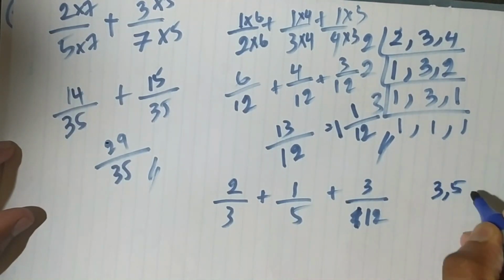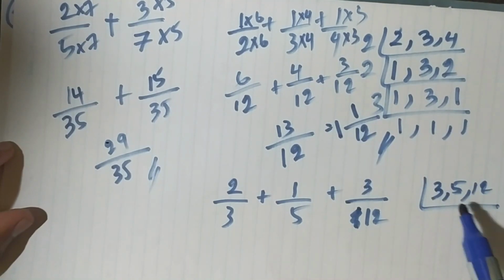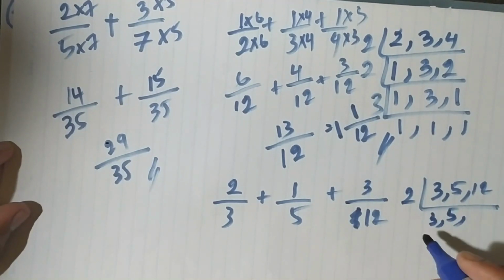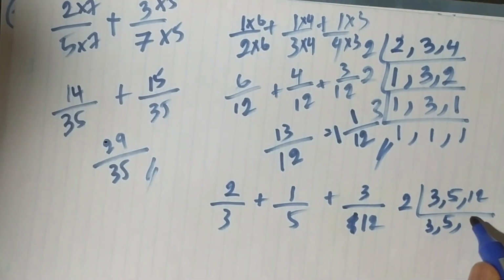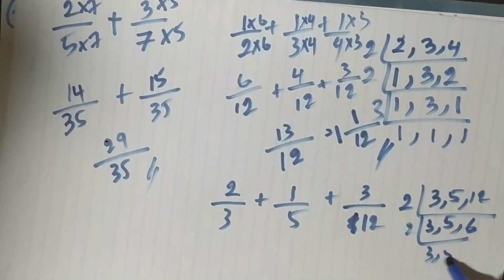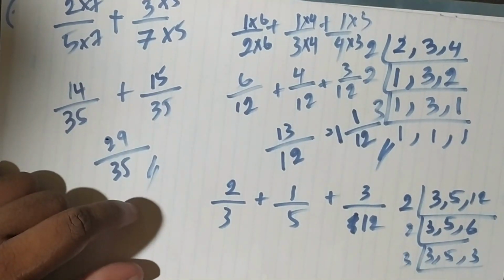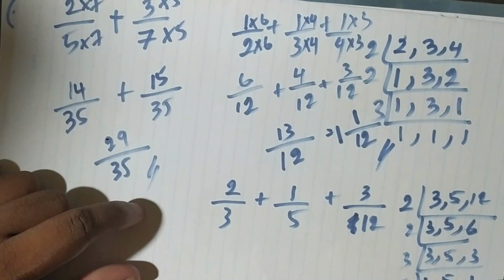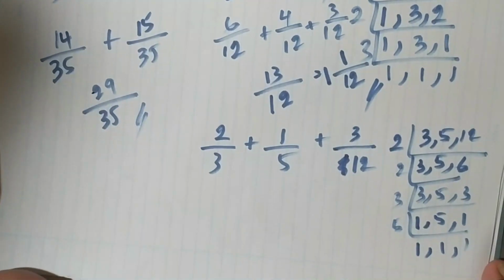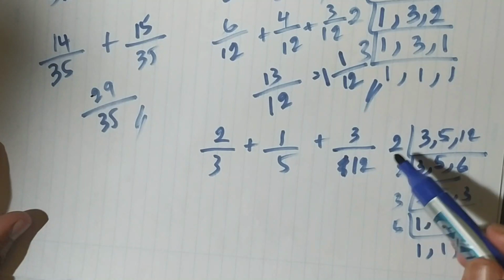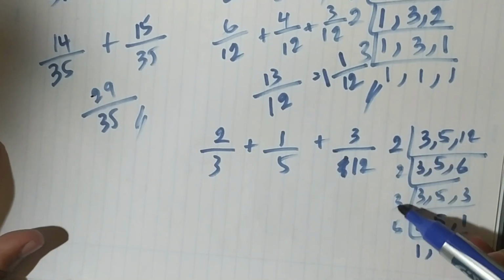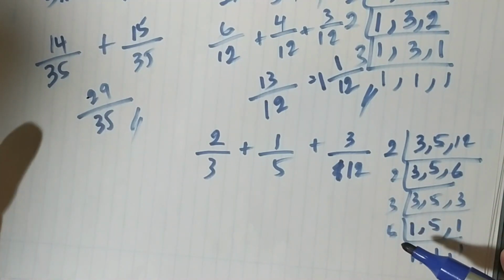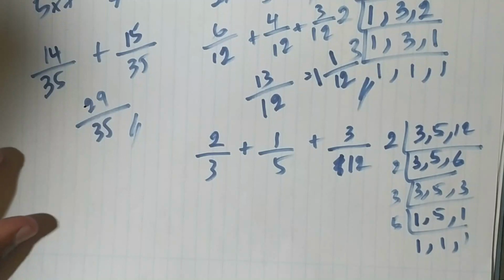So 3, 5, 12, I am going to take the LCM. First of all I am dividing by 2. This one you can't divide by 2. So 3, here you can't divide by 2, but 12 you can divide by 2. Then you will get 6. Again divide by 2, 3, 5, 3. Now divide by 3, you will get 1, 5, 1. After that finally you should divide by 5, 1, 1, 1. Now you can see the LCM is 2 into 2 into 3 into 5. So 2 into 2 is 4, 4 into 3 is 12, 12 into 5 is 60. So what is your common denominator? Your common denominator is 60.